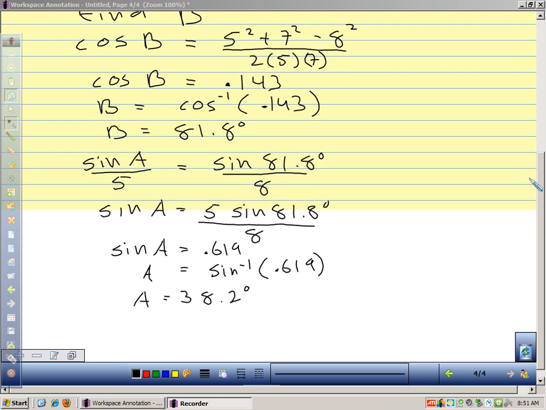Now we have two of the angles. We can add those together and subtract from 180 to get our third angle, and we'd have all the information in that triangle. Questions on this? Everybody good with law of cosines? So we don't have to worry about the ambiguous case. That makes it nicer to work with. But just remember, when you have the side-side-side combination, to find that biggest angle first.